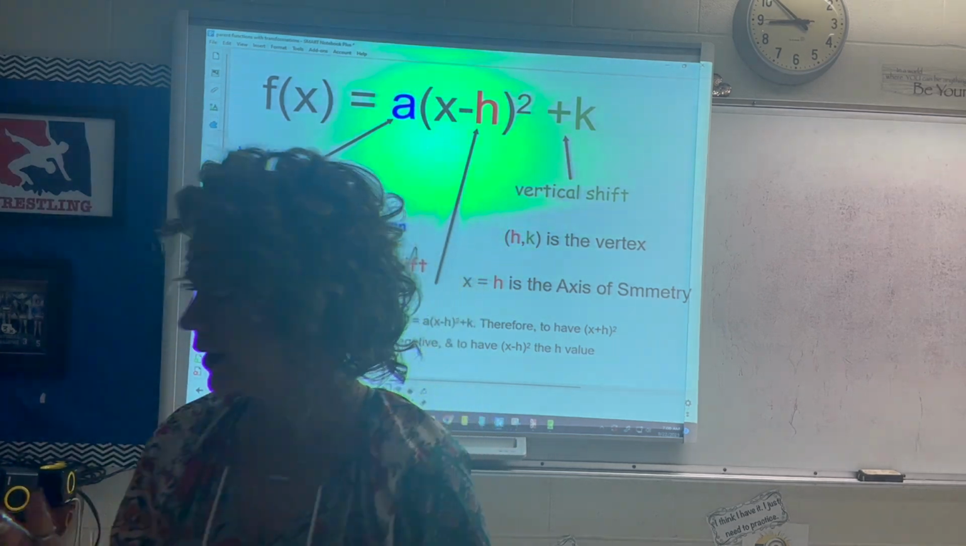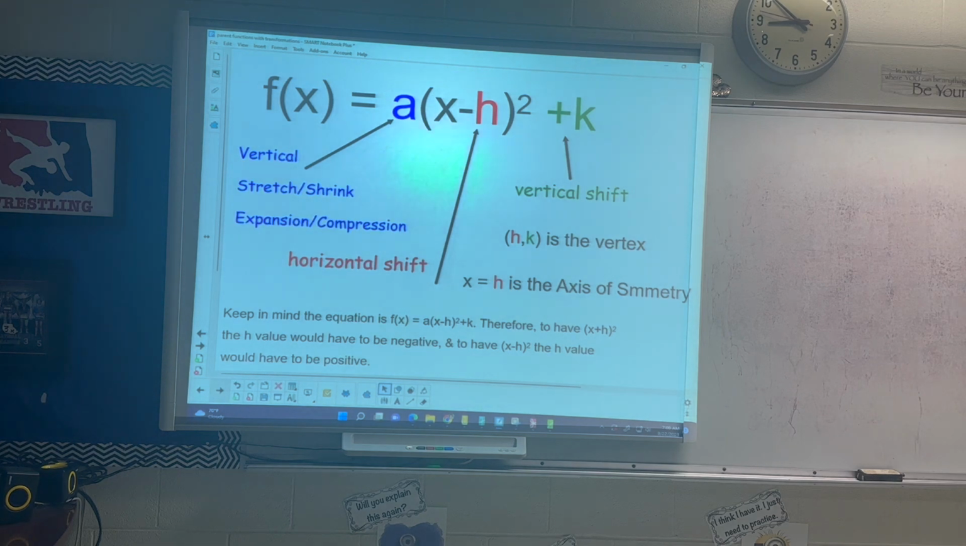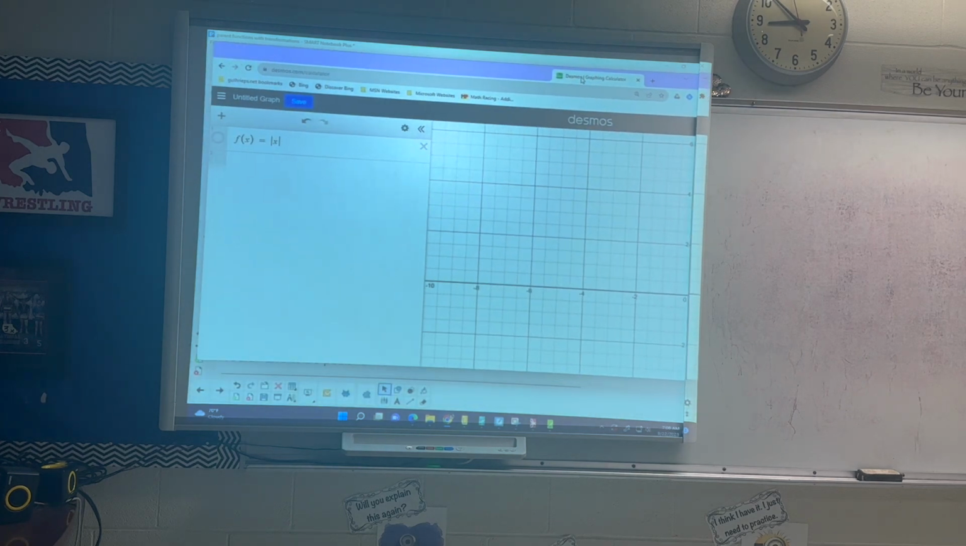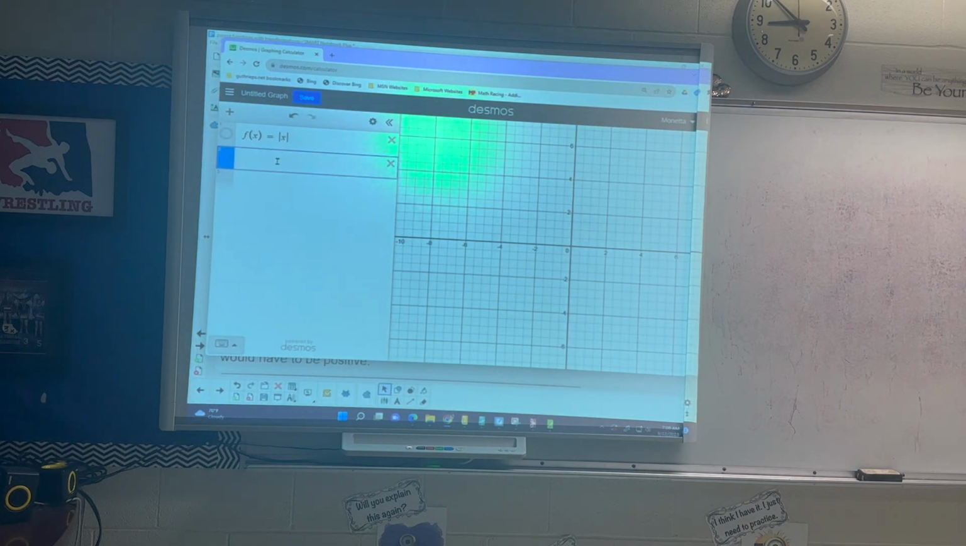Now, just really quickly, before I go on, I'm going to pull up my Desmos, okay? And we're going to talk real quick about, now, we don't always graph them. We need to be able to quickly and simply recognize, is this going to be a stretch? Is this going to be a shrink? And I'm going to show you.